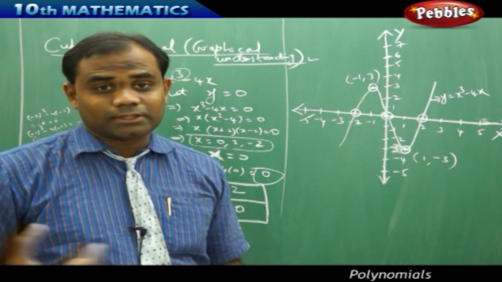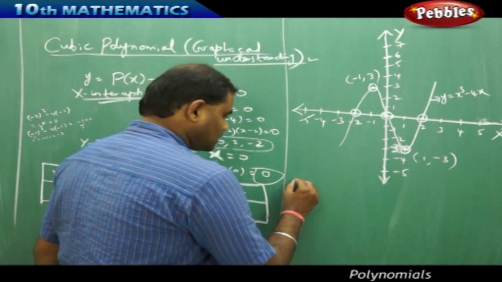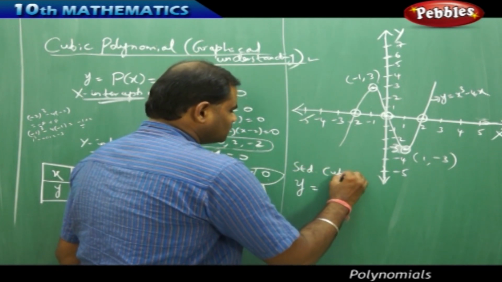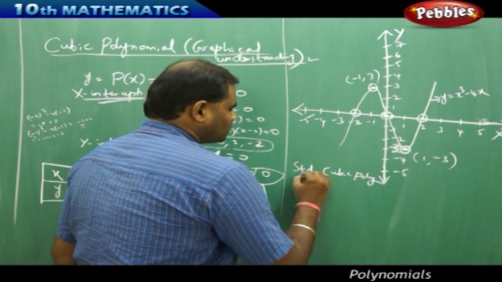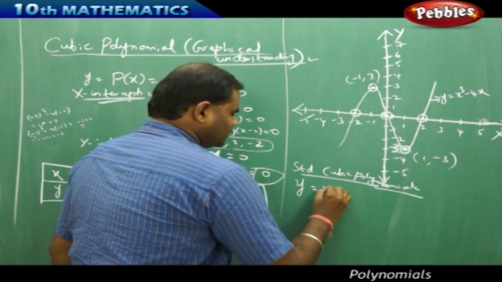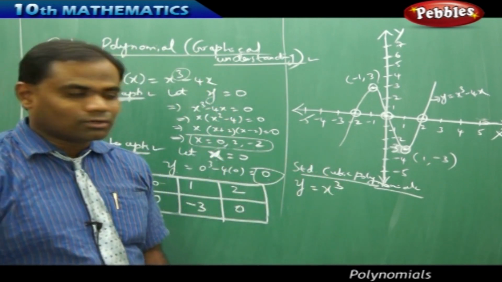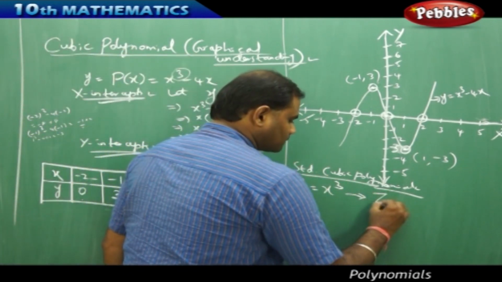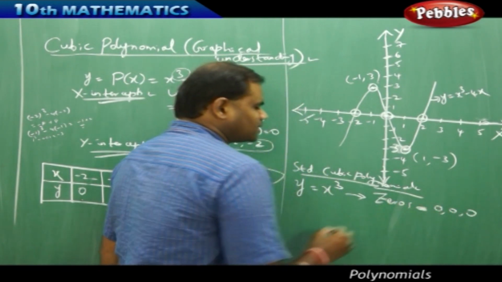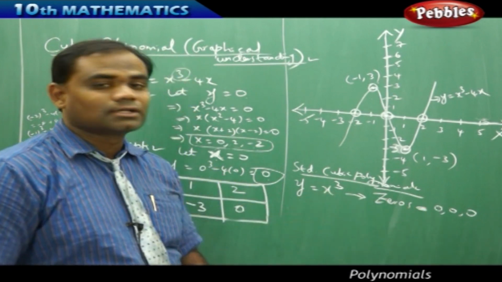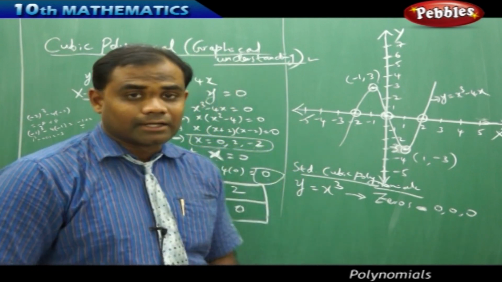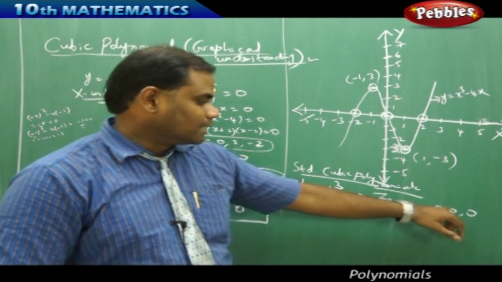Now sometimes there are different types of cubic polynomials. Say for example, this is called the standard cubic polynomial, or cubic polynomial y equal to x cube. Then what are the zeros of this cubic polynomial? The zeros are nothing but we get 3 repeated zeros as the zeros of this cubic polynomial. So which makes us understand that the graph touches the x-axis at 0.